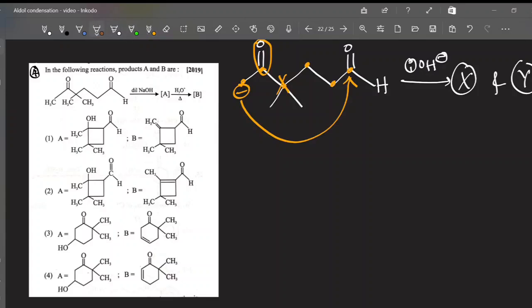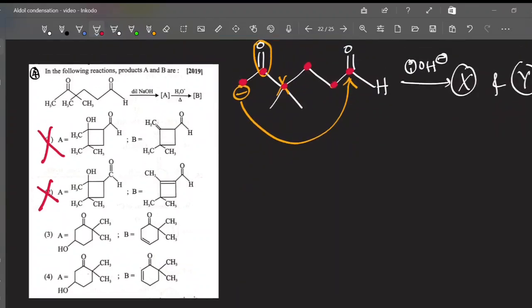How many membered ring are we getting? A 6 membered ring. Please check it once: 1, 2, 3, 4, 5, 6. But in the first two options, we have a 4 membered ring. Wrong answer. Eliminate them directly.